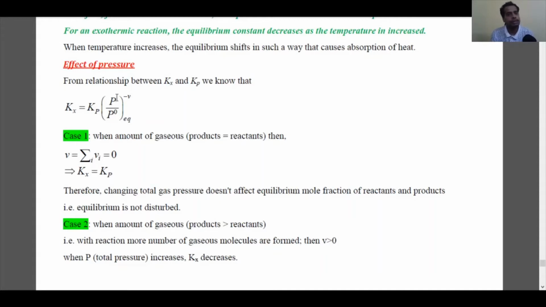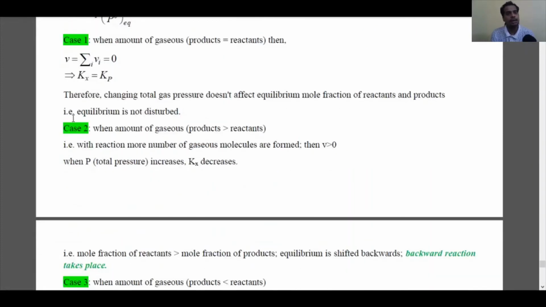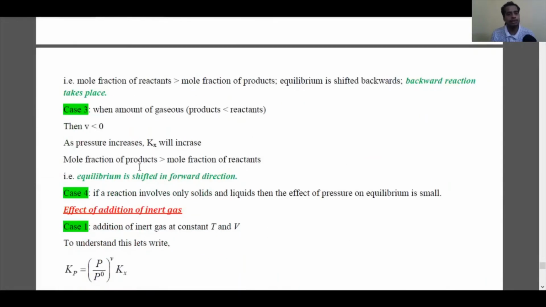So my P will, this total power term will be positive. So when I increase the pressure, Kx will also increase, meaning the equilibrium constant in terms of mole fraction will increase. What does that mean? Mole fraction of the product will be more than mole fraction of the reactants. And what does that mean in terms of the reaction? That means equilibrium will be shifted in the forward direction, or more and more products will be formed. So this is the third case.